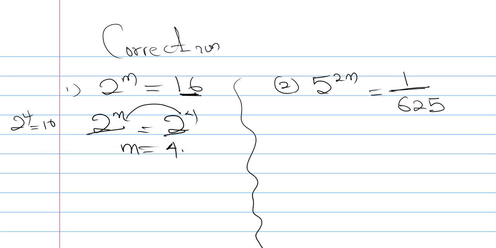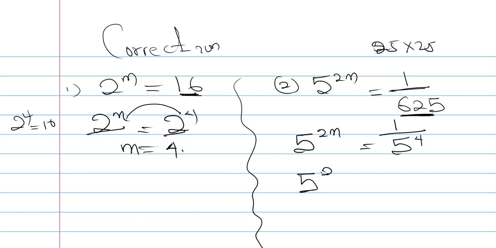Now look at this one as well. We also have 5 raised by 2m. Now the index form of this one we can have as 5 raised by 4. That is 25 times 25, which is 625. Here now I can have 5 raised by 2m equal to 5 raised by minus 4. Right? That is 1 over 5, which is equivalent to 5 raised by minus 1.